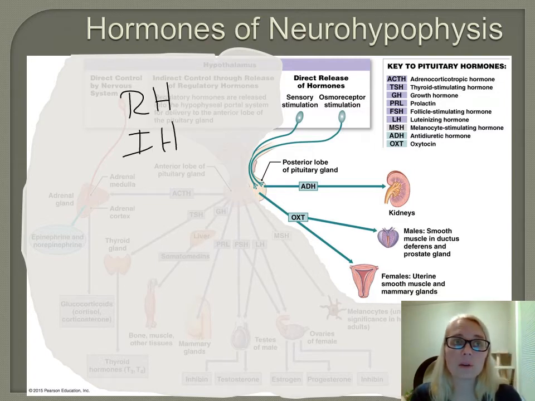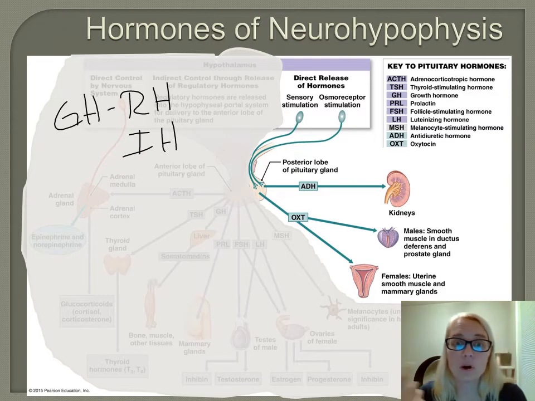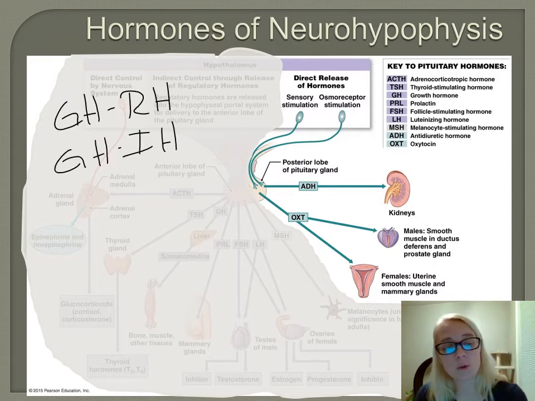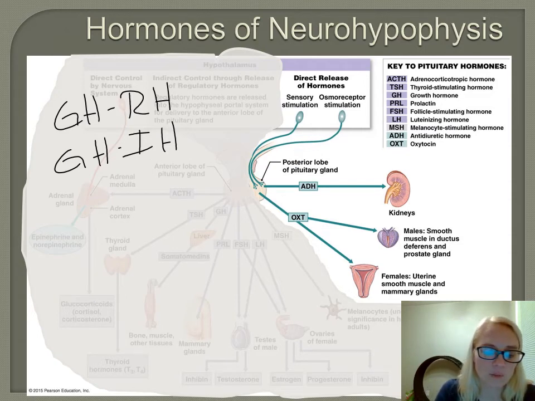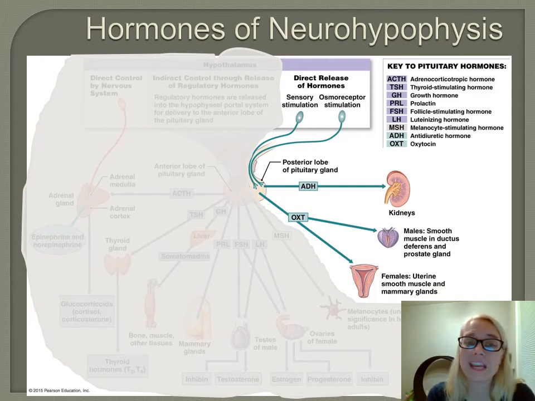So you're like, oh, I'm going to trigger the release of growth hormone. That hormone from the hypothalamus is called GHRH, growth hormone releasing hormone. Or I want to slow down the release of growth hormone. The hypothalamus will release a hormone called growth hormone inhibitory hormone. So the names aren't super fancy. They're pretty straightforward. So thyroid stimulating hormone releasing hormone, thyroid stimulating hormone inhibitory hormone, prolactin releasing hormone, prolactin inhibitory hormone. So that is the hormonal regulation of the anterior lobe.